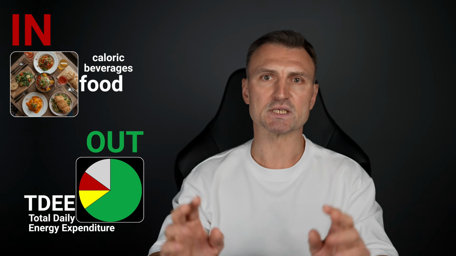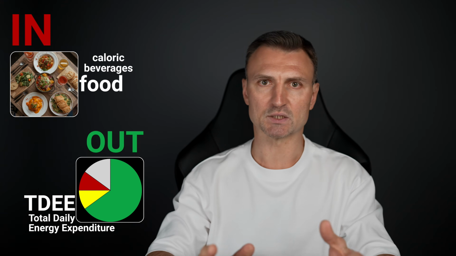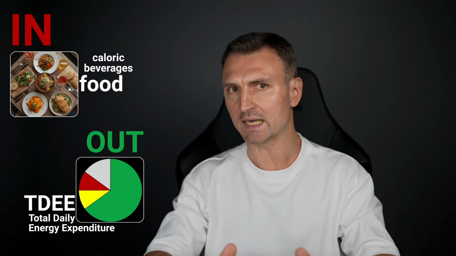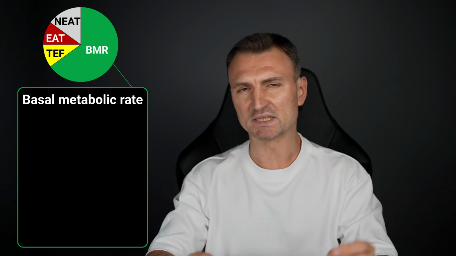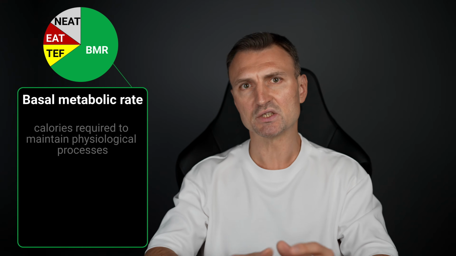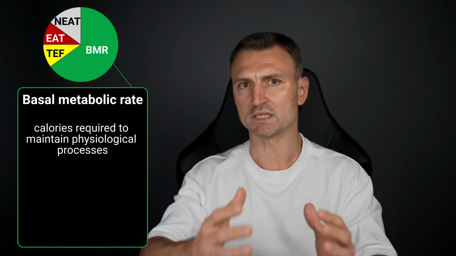And this calories out side of the equation, or as we sometimes call it, total daily energy expenditure, has four players here: BMR, TEF, EAT and NEAT. The first way we expend calories is basal metabolic rate. It's a specific proportion of calories that we need to spend on baseline physiology.